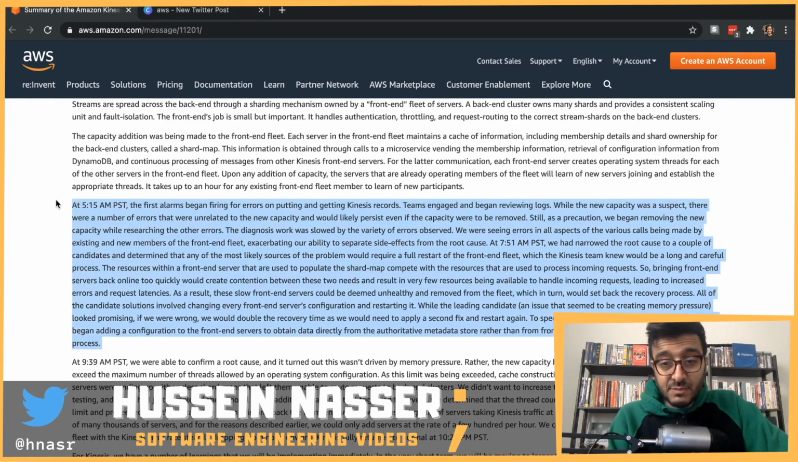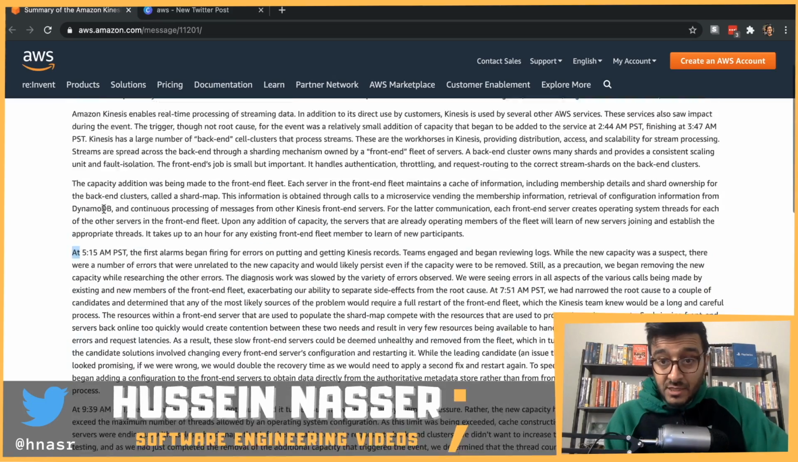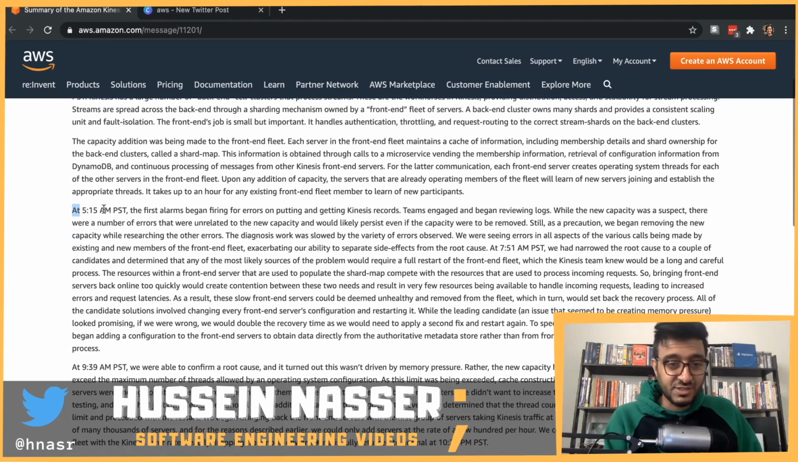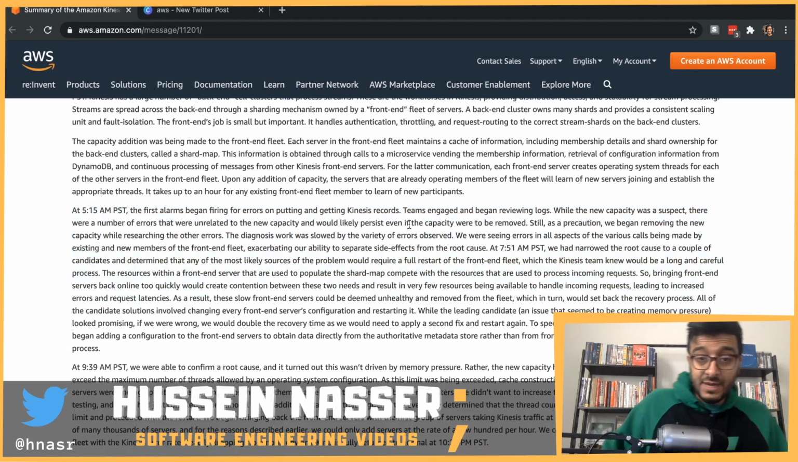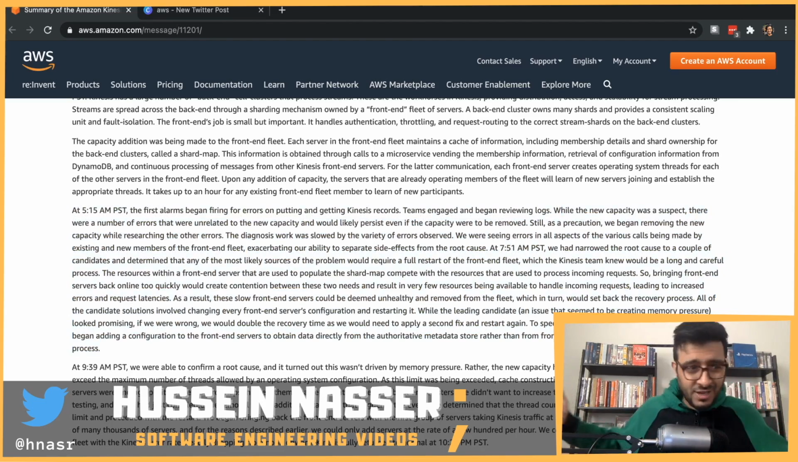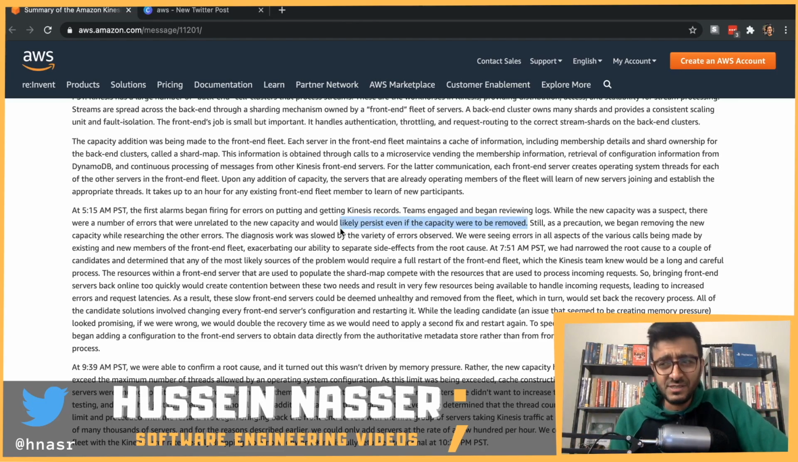In this paragraph, they explain that they started to see the errors at 5 a.m. So it took around an hour, an hour and a half to start seeing the first alarms. Again, the teams started reading the logs to see what happened, or what did we do? We added capacity. What's wrong? We add capacity all the time. Why now? So they immediately started removing the capacity. Even removing the capacity is slow.